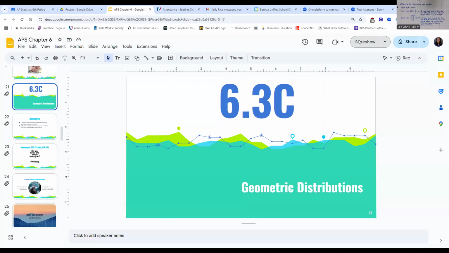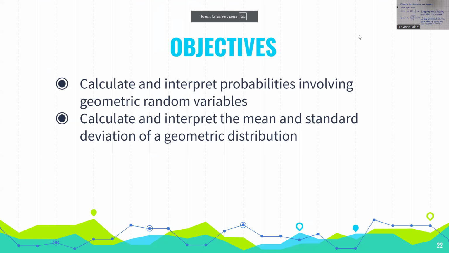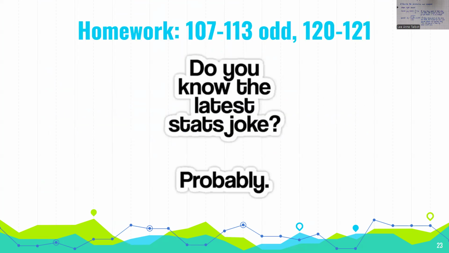Okay, let's see. Did we calculate and interpret probabilities involving geometric random variables? And calculate and interpret the mean and standard deviation of a geometric distribution? Okay, there is the homework, and there is your joke.